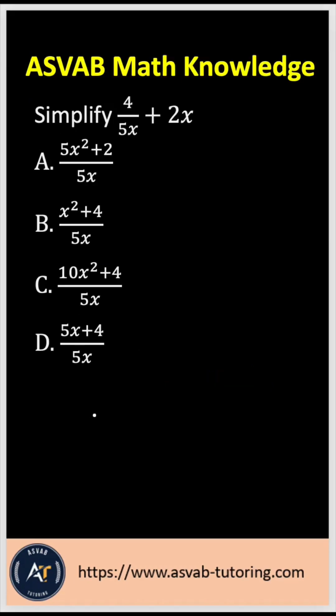Hi everyone, here is another most common ASVAB question you might see on the ASVAB test. So let's simplify the problem together. It says, simplify 4 over 5x plus 2x. So in order to simplify that, you have to combine them. This is a fraction. If you want to add a fraction, the first thing you have to do is find the common denominator. So let's do it together.